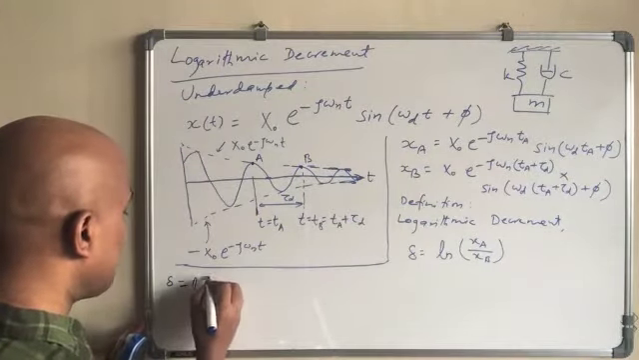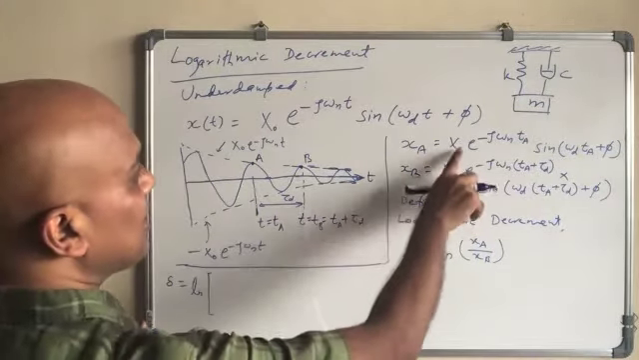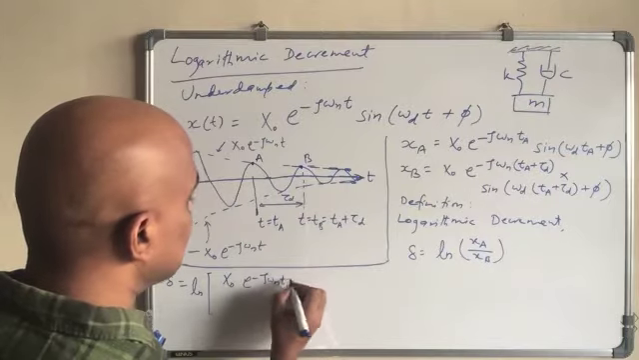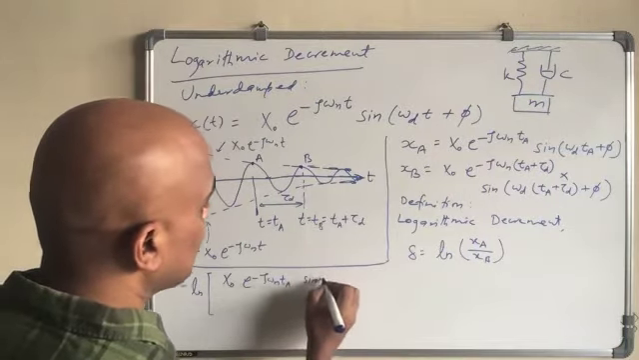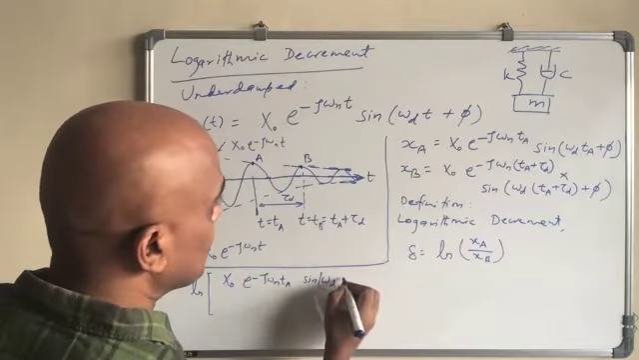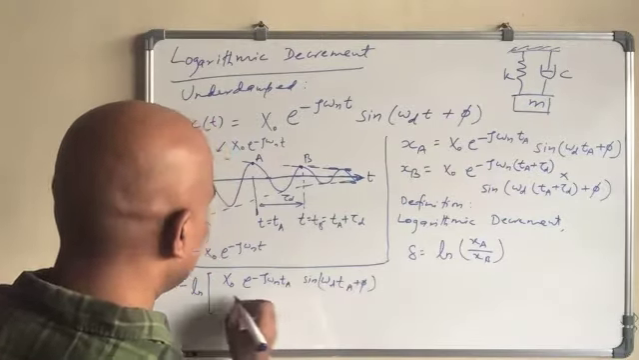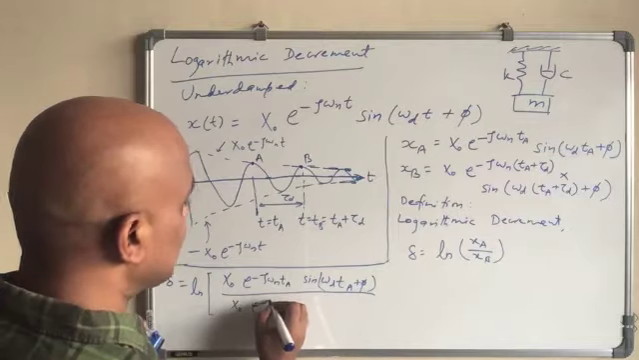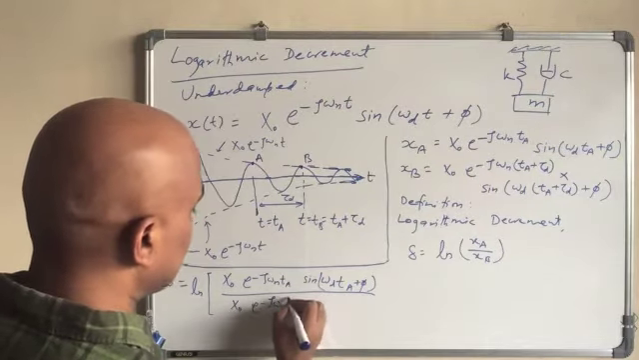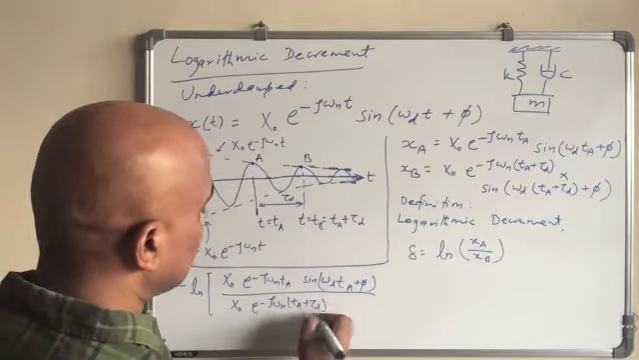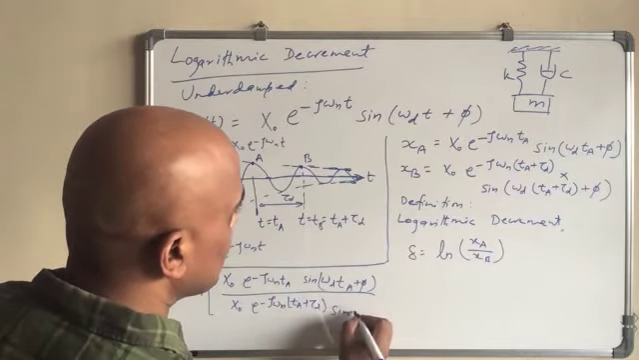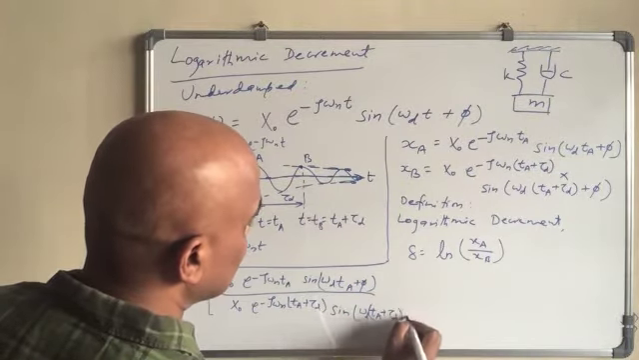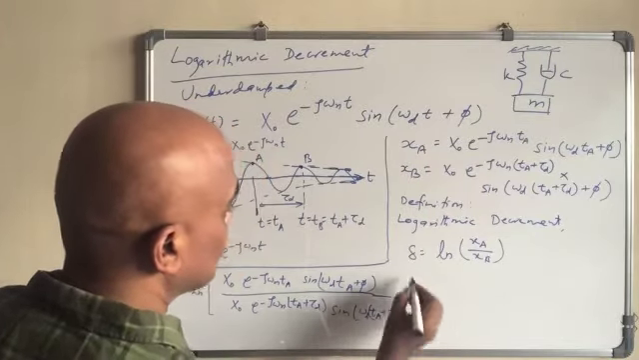So let's say ln, and then we have x naught e to the power minus zeta omega n t a, then sine omega d times ta plus phi, divided by x naught e to the power minus zeta omega n times ta plus tau d, sine omega d times ta plus tau d plus phi. So this is how it will look.